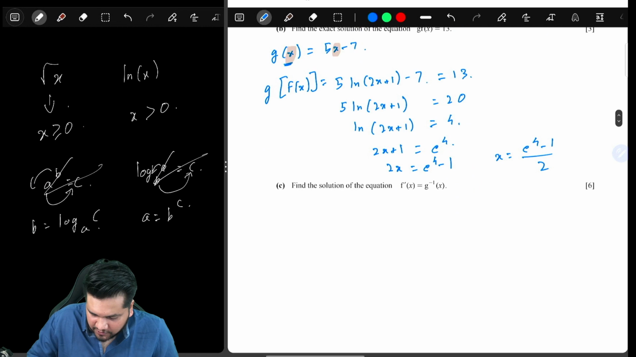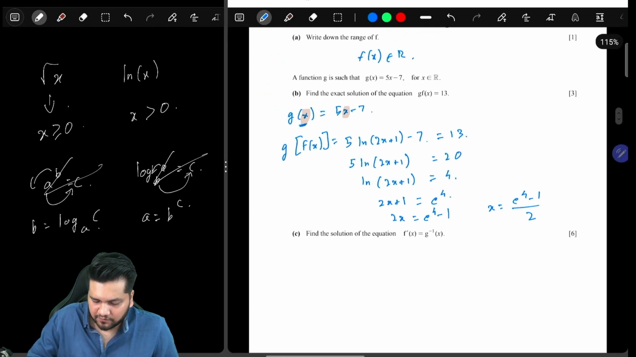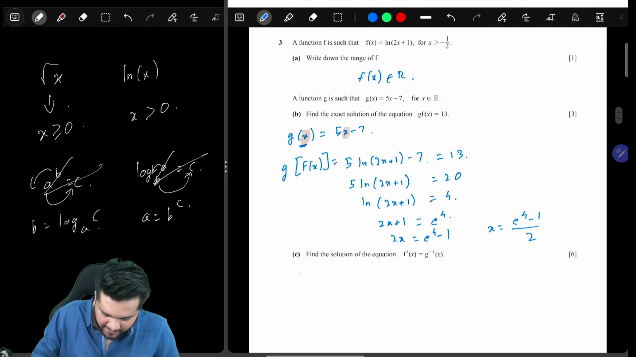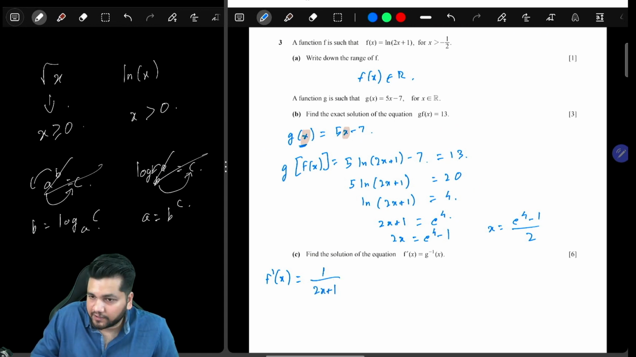Now, the C part is, find the solution of the equation. It's a 6-mark question. f dash of x is equal to g inverse of x. So, we'll have to differentiate this. Now, f dash of x is equal to what? Ln of 2x plus 1. Again, we'll have to use chain rule. So, it's going to be 1 upon 2x plus 1 because derivative of ln x is 1 by x into derivative of whatever is inside. Derivative of 2x plus 1 is going to be 2. So, it's going to be 2 upon 2x plus 1.